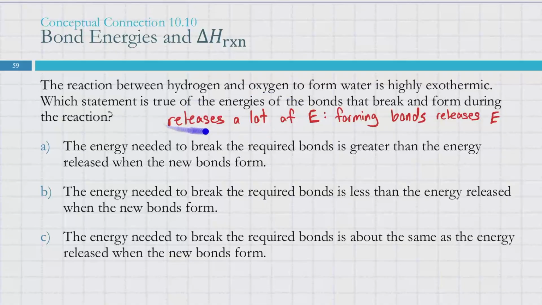If it's highly exothermic and it releases a lot of energy, and forming bonds releases energy, then the energy released by forming bonds, in this case, is much greater than the amount of energy that's put in. So our correct answer here would be B. The energy needed to break the bonds is less than the energy released when the new bonds form. That's why it's highly exothermic.